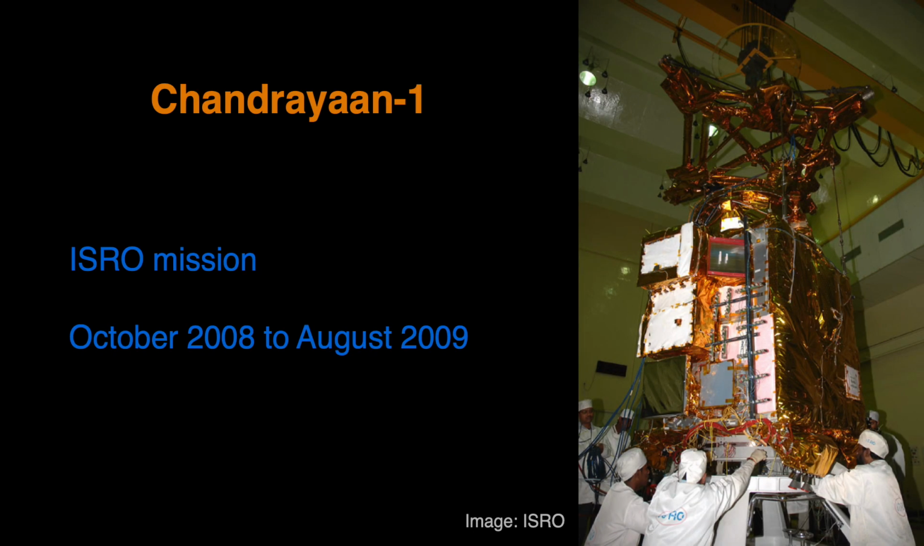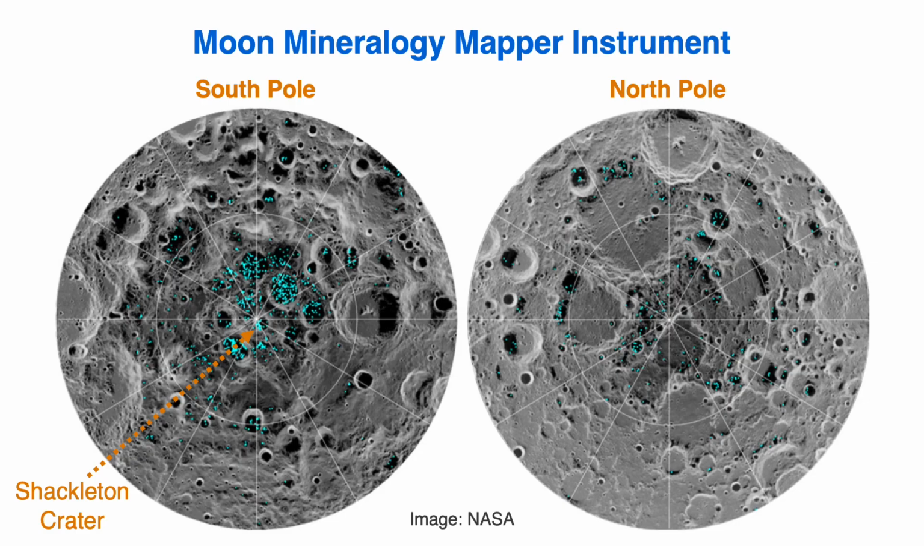About a decade later, the Indian Space Research Organization, ISRO, launched the Chandrayaan-1 mission to the Moon. It was operational between October 2008 and August 2009. One of Chandrayaan's instruments was the Moon Mineralogy Mapper. Using data from this instrument, scientists have identified areas of the Moon where water ice is present. Those areas are shown in the image using teal-colored dots. On the left is the South Pole and on the right is the North Pole. Note that Shackleton Crater seems to have water ice in its interior.